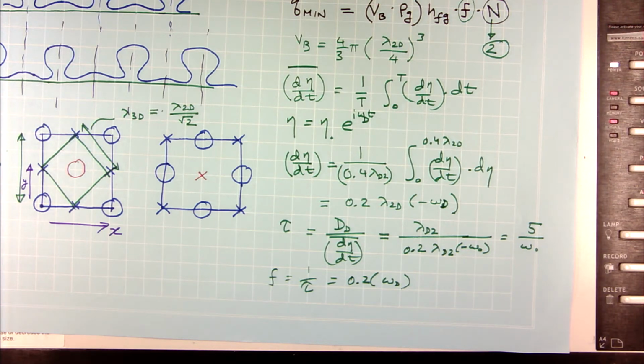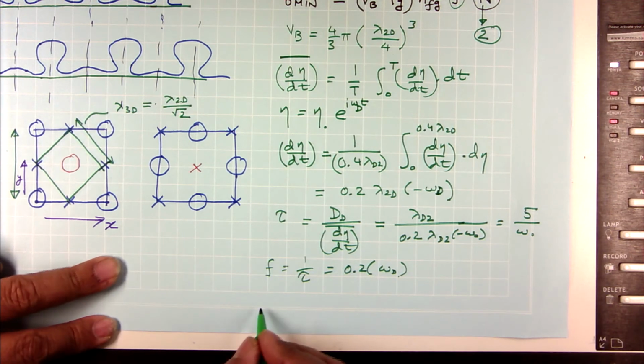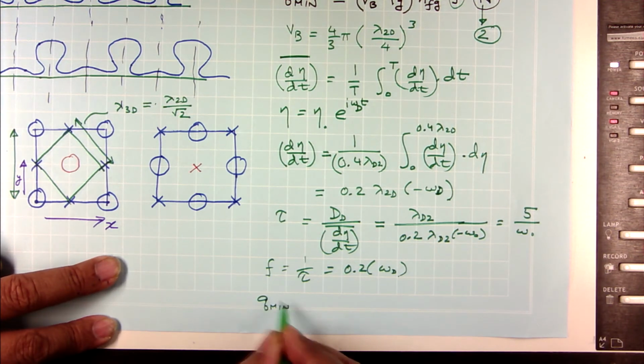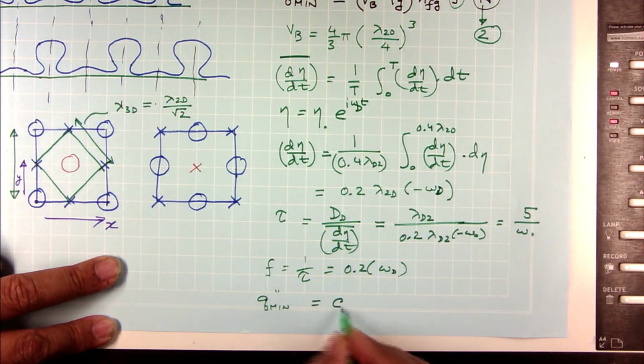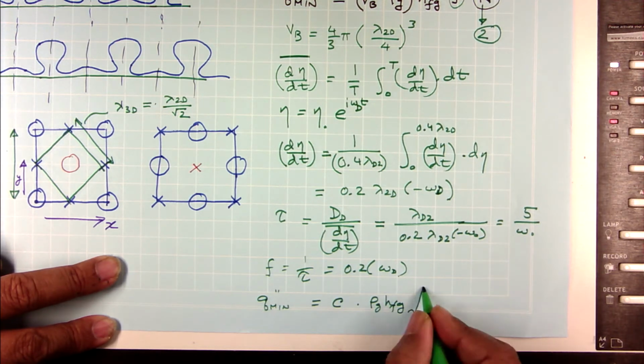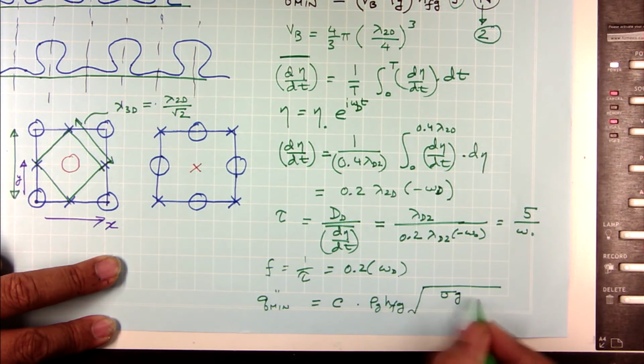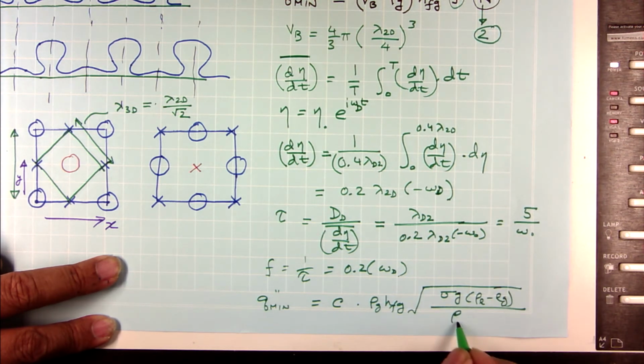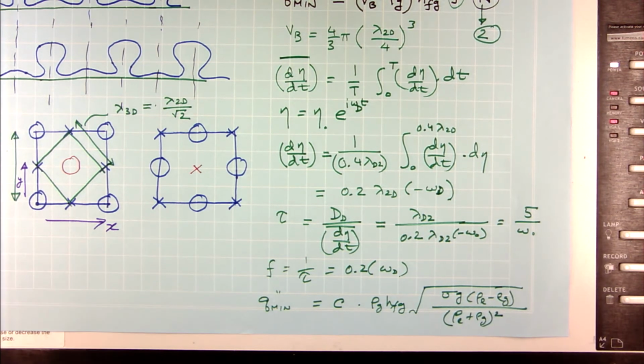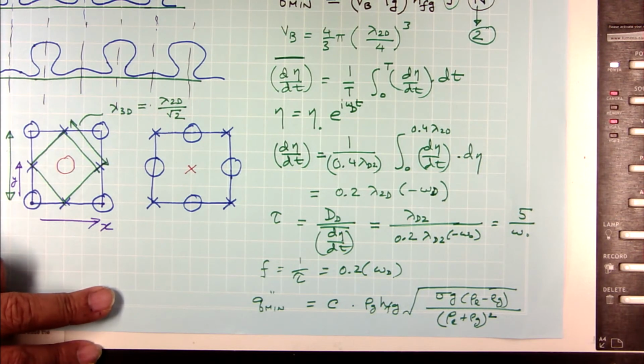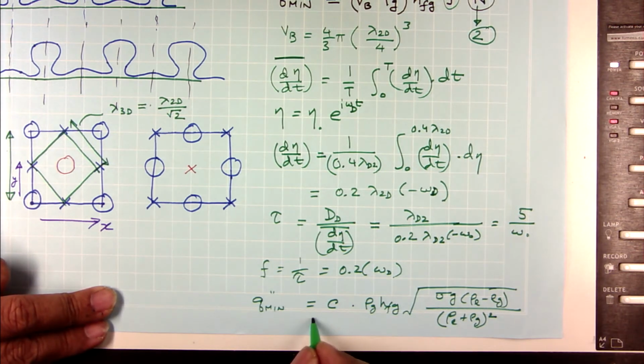Okay. So, if you substitute all these values in the original equation, then your q_min comes to equal some constant times rho_g h_fg times the root of sigma g (rho_l minus rho_g) divided by (rho_l plus rho_g) whole square. And if you follow the procedure of Zuber, this C comes out to equal 0.18.